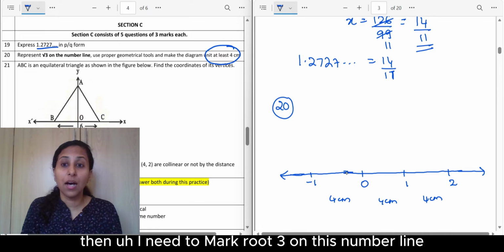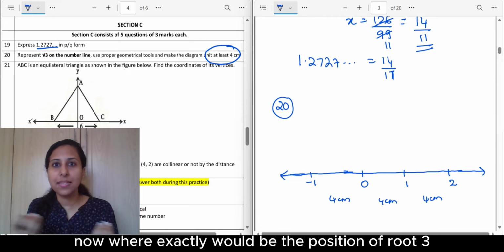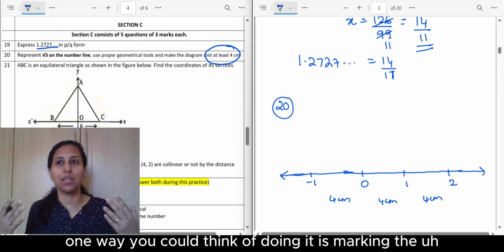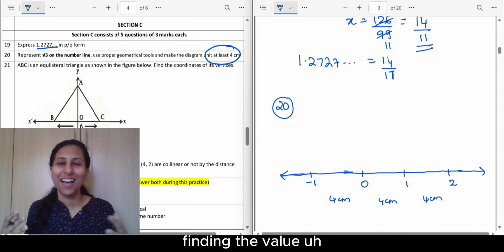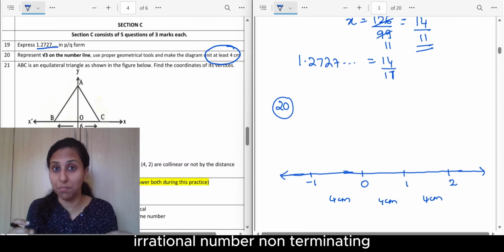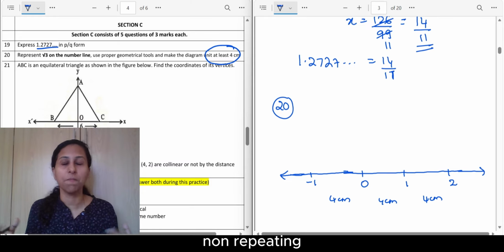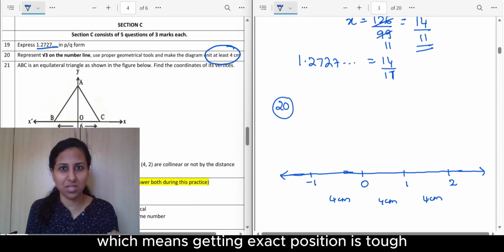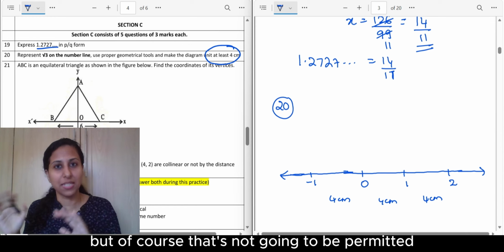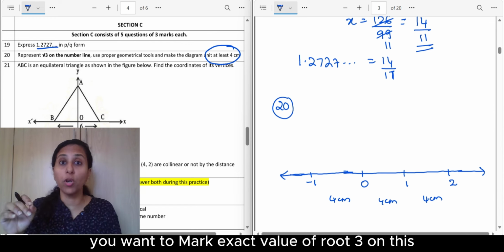Then I need to mark root 3 on this number line. Now, where exactly would be the position of root 3? One way you could think of doing it is finding the approximate value, because we know that root 3 would be an irrational number, non-terminating, non-repeating, which means getting the exact position is tough. So you might be thinking, let me approximately mark it. But of course, that's not going to be permitted. You want to mark the exact value of root 3 on this.